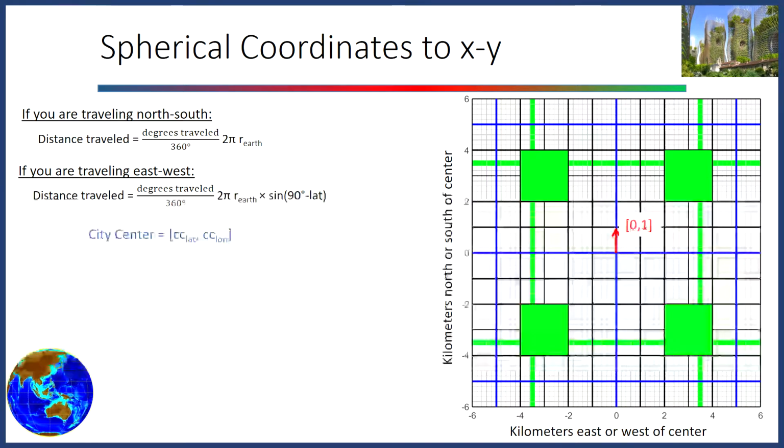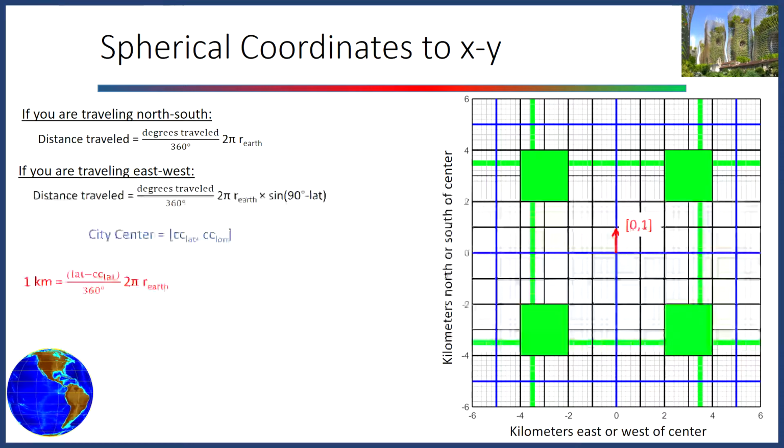Now we could simply plug in values of 30 degrees north and 84 degrees west if we wanted to set up our city near Tallahassee, but we'll keep it generalized instead, just so that we can hopefully use the equations we'll develop now for any city that we decide to build anywhere else. Alright, so now we can use that equation for traveling north-south and rewrite it as 1 kilometer equals the latitude we are trying to find minus city center latitude, because that's the distance that we've traveled, divided by 360 degrees times 2 pi times the radius of the Earth.